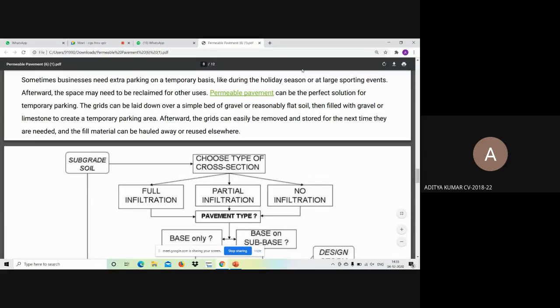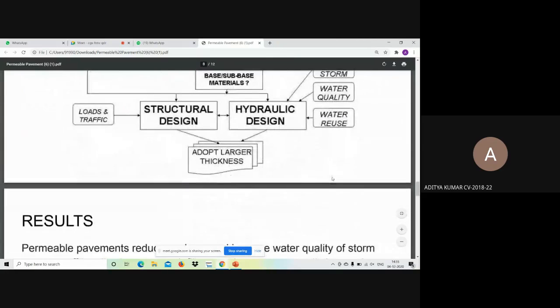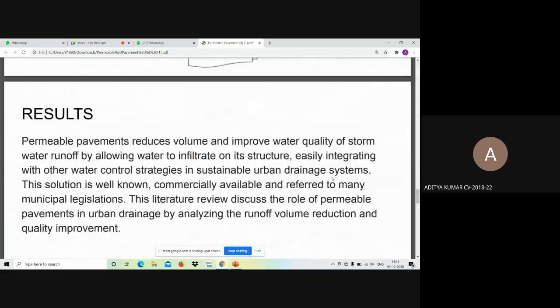The probable outcomes of the permeable pavement are that it catches the precipitation and surface runoff, storing it in the reservoir while slowly allowing it to infiltrate into the soil below. Permeable pavement reduces the volume and improves the water quality of the stormwater runoff by allowing water to infiltrate through its structure, and easily integrates with other water control strategies in urban drainage systems.